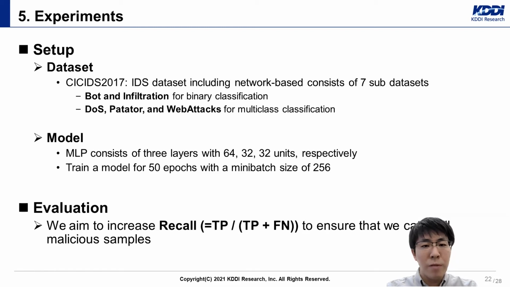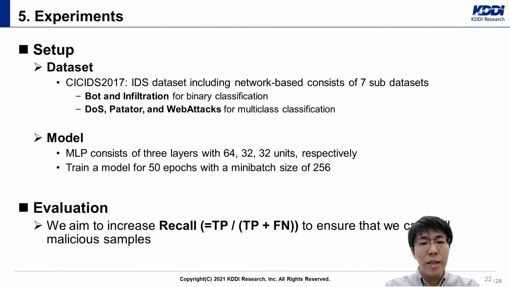In the experiment, we use multiple datasets included in CIC IDS 2017, which is designed to evaluate network-based IDS. CIC IDS 2017 has benign and attacked network traffic samples, and each record consists of the statistics of network traffic and its label that shows benign or attack types.